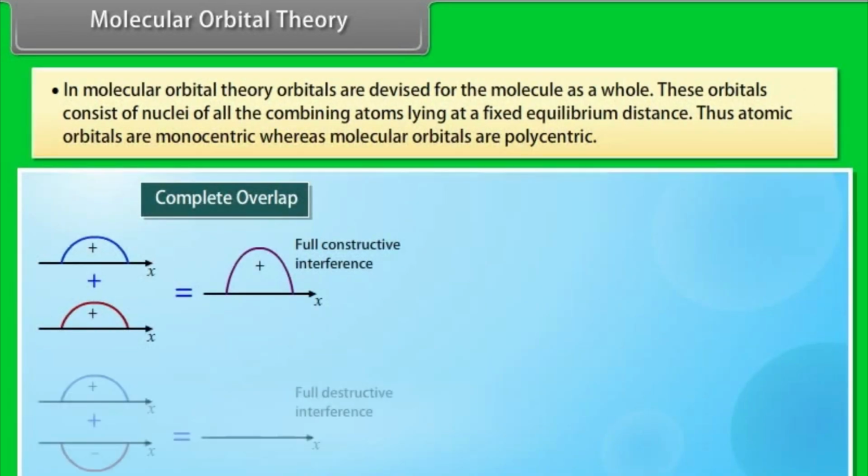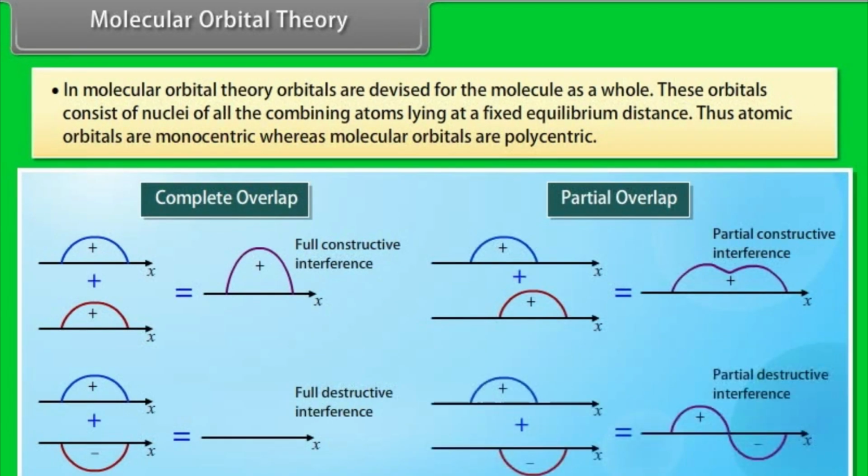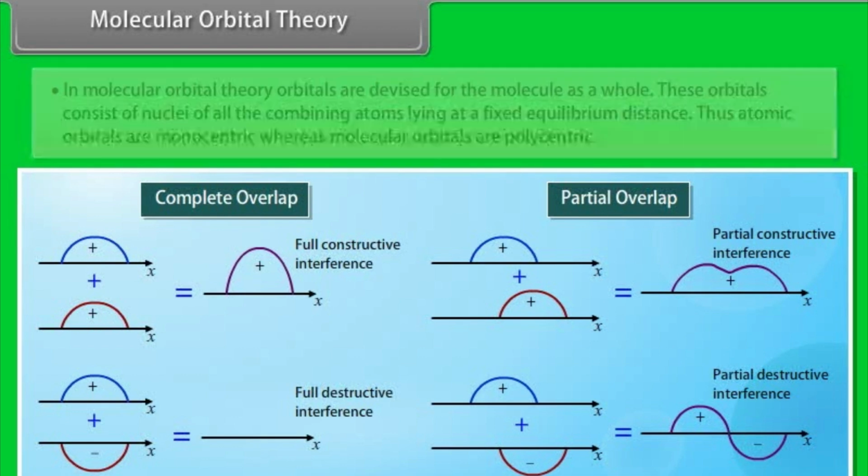Molecular Orbital Theory. In molecular orbital theory, orbitals are devised for the molecules as a whole. These orbitals consist of nuclei of all the combining atoms lying at a fixed equilibrium distance. Thus, atomic orbitals are monocentric, whereas molecular orbitals are polycentric.